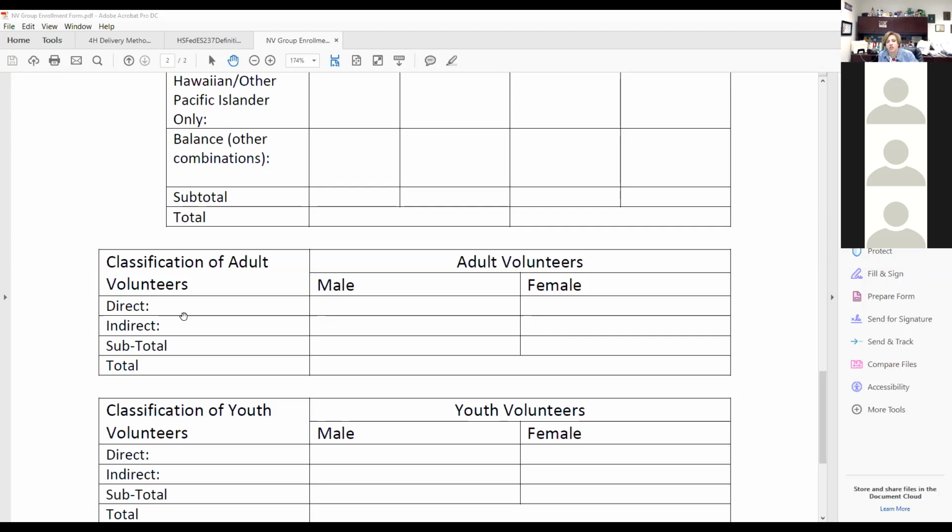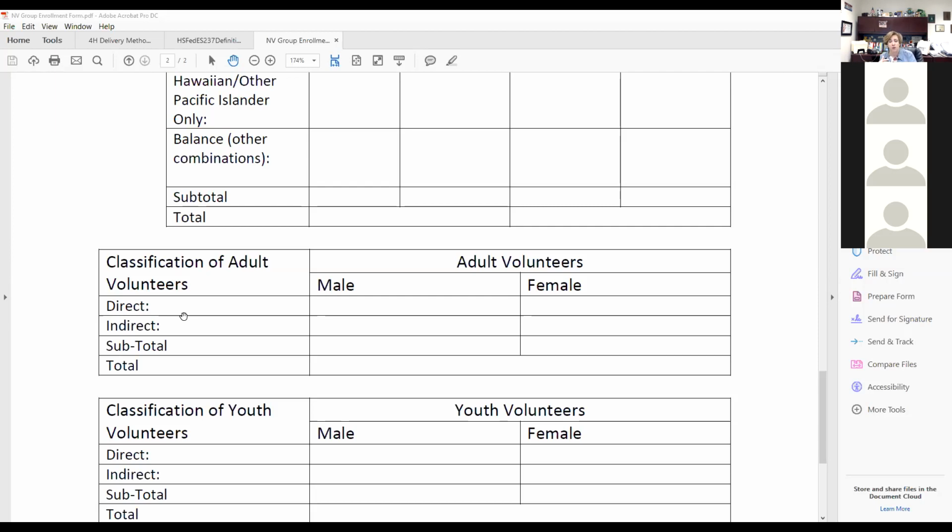So essentially a direct volunteer is someone who works directly with youth. An indirect volunteer would be more of a support, not necessarily a co-lead. So an indirect is one that does not necessarily work directly with youth. An example of that would be our state 4-H camp advisory council. Most of them are actually indirect volunteers. There's a few that are direct volunteers, but a lot of them are indirect.